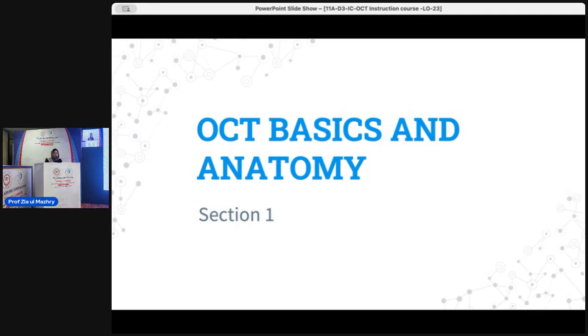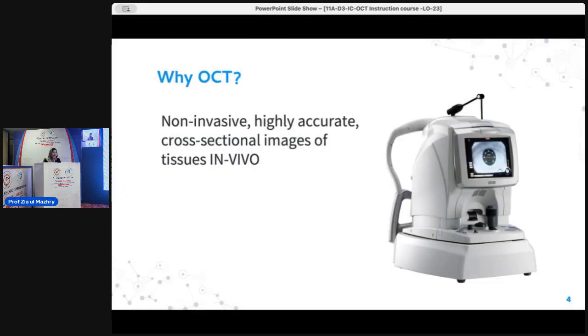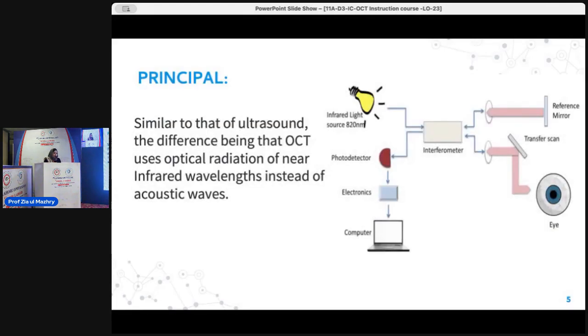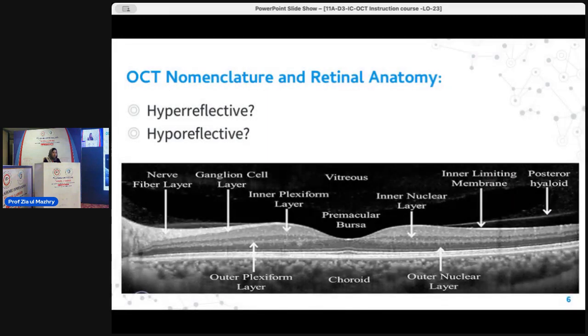So why OCT? OCT because it is a non-invasive device that will give us live in vivo images of the retinal tissues and the structures we are going to study. So what principle does the OCT use? We all are familiar with the concept of ultrasound. The ultrasound uses sound waves and the OCT uses light. The light crosses the tissues and the OCT interprets the different layers of the tissues. All of this is happening in vivo. We are taking live images of the tissues.